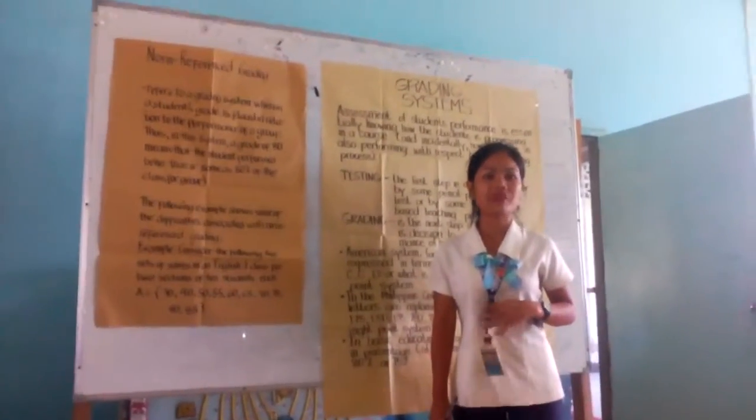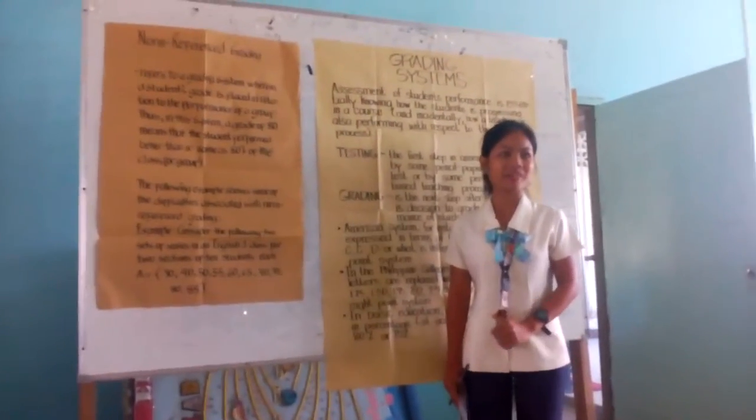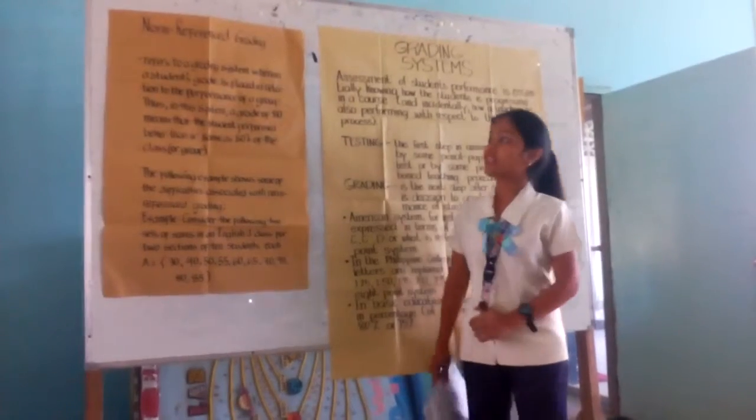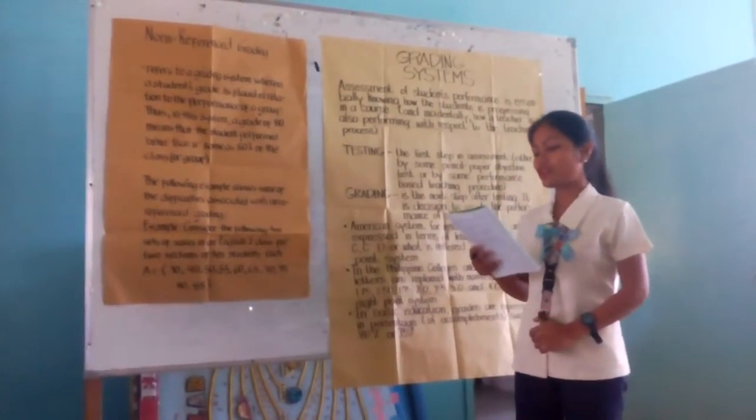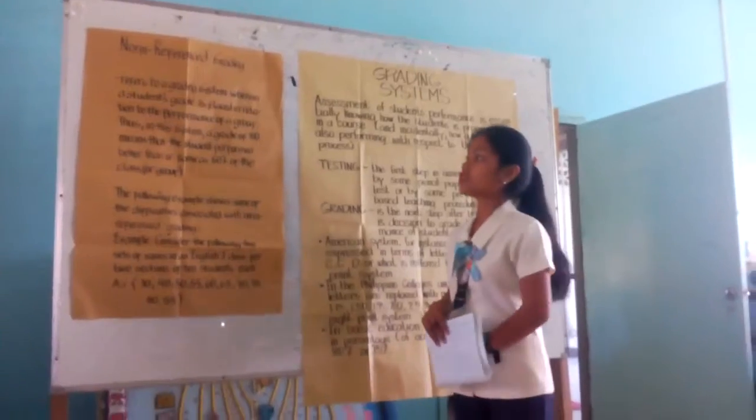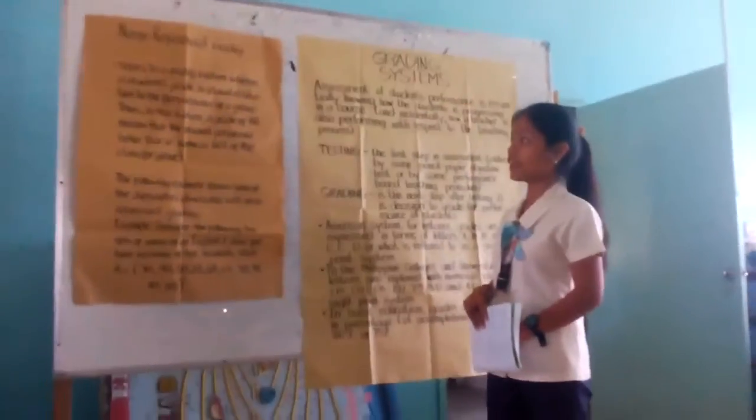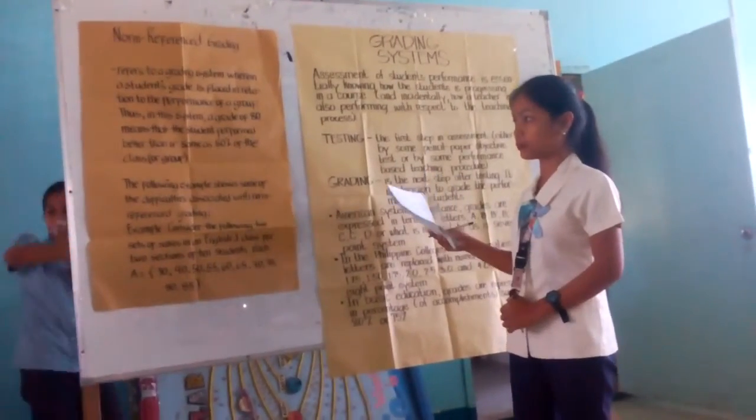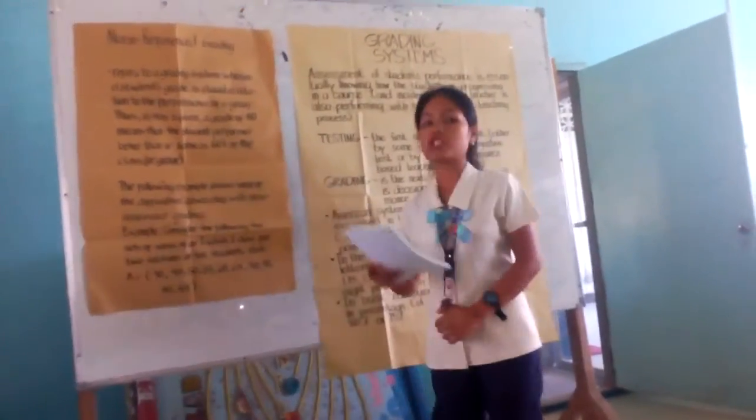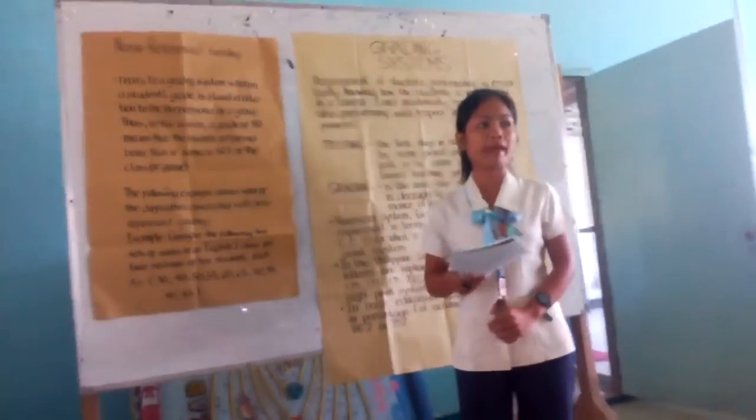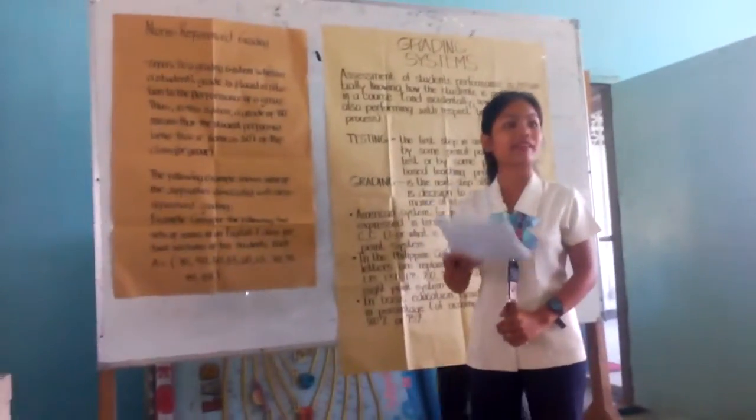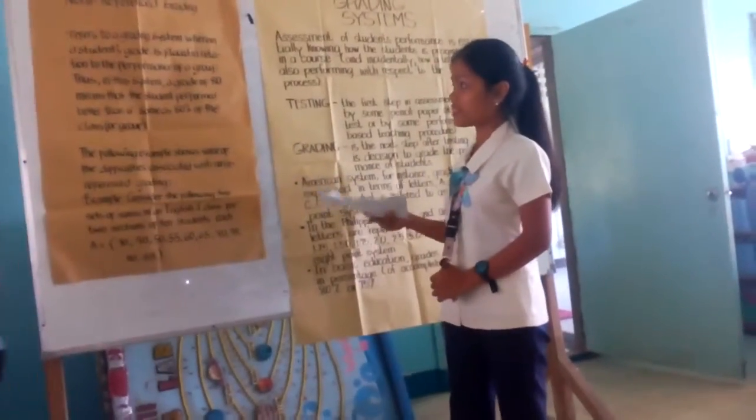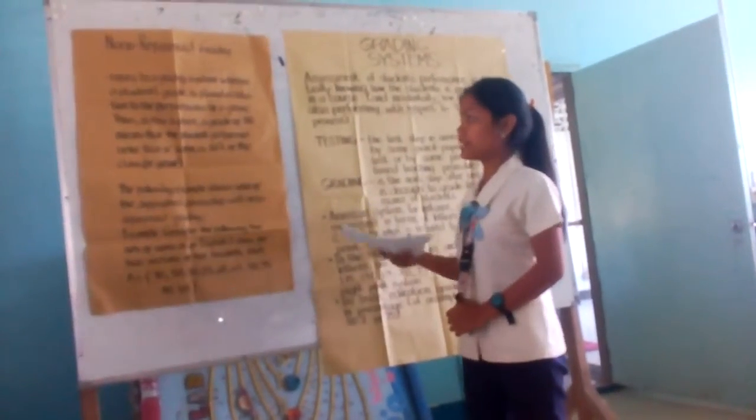Good morning once again, everyone. By the way, I am Angelica Caraig Emilio and I'm going to report about norm reference grading. So, what is norm reference grading? Norm reference grading refers to a grading system wherein a student's grade is placed in relation to the performance of a group. It means the performance of a student is evaluated depending on the performance of the other students in the class. Thus, in this system, a grade of 80 means that the student performed better than or the same as 80% of the group.